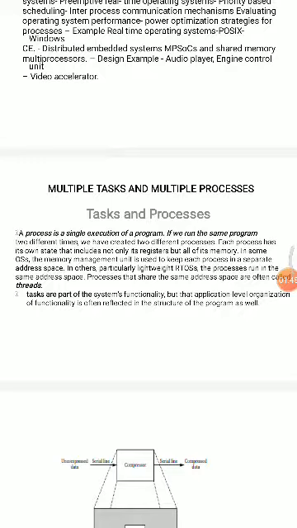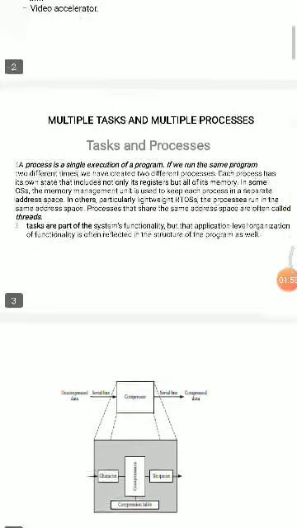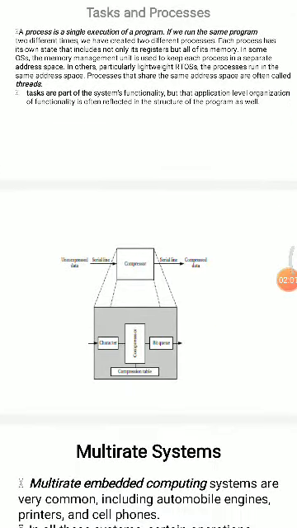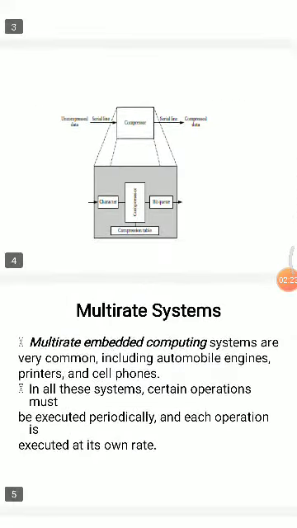Then the tasks are parts of system functionality, but the application-level organization of functionality is often reflected in the structure of the program as well. This is a real-time data compressor diagram, an example for tasks and processes. Here we have the uncompressed data converted to the compressed form by means of this data compressor. The compressor will be on the serial line. All the characters will be compressed and form a big queue, and it will produce compressed data from uncompressed data.